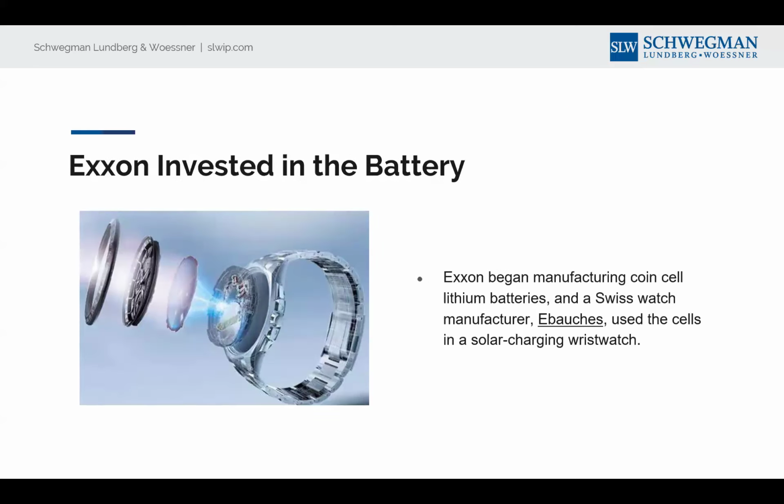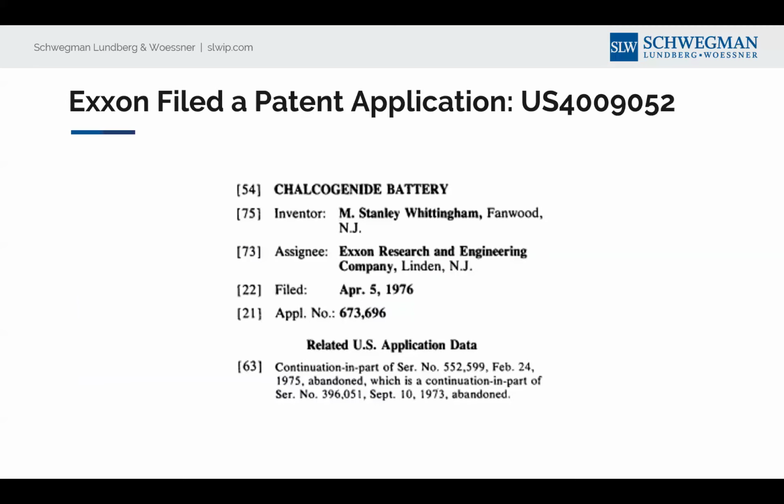Okay, Exxon did invest in the battery. Exxon began manufacturing a coin cell lithium battery, and a Swiss watch manufacturer, Ebauches, used the cells in a solar charging wristwatch. Next slide. Okay, Exxon filed a first patent application on this battery called the chalcogenide battery. It was a continuation in part of a continuation in part, filed April 5th, 1976. And Mr. Whittingham was the sole inventor. Next slide.